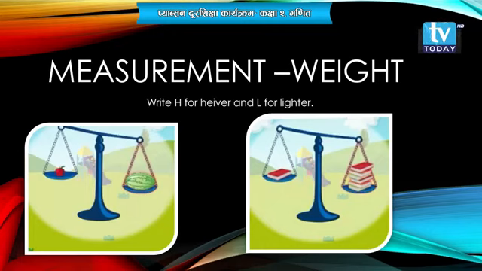Second picture is there. What is the second picture? Over here, on one side there is one book and on the next side there are 6 books. Now tell me students, which side will be heavier? Obviously, it's the side having 6 books, right? Okay students, that 6 book side is the heavier, so you have to write H for it, and a single book is there, so you have to write L for it.